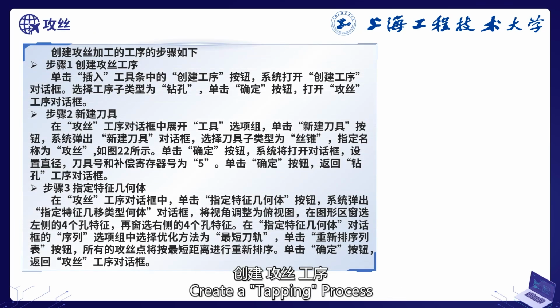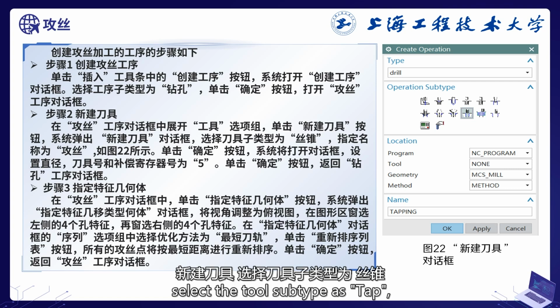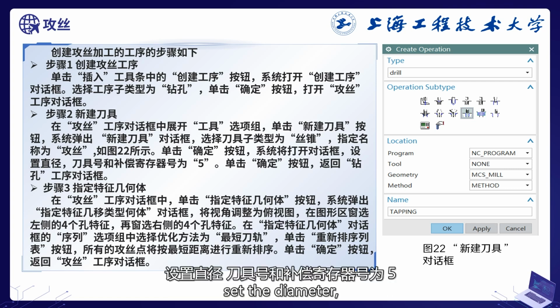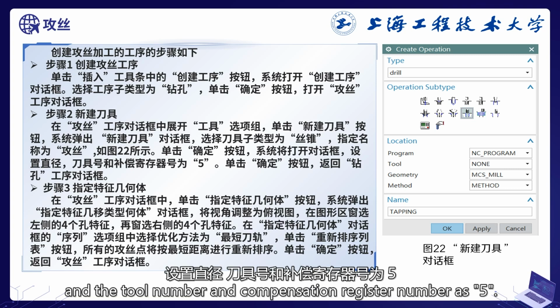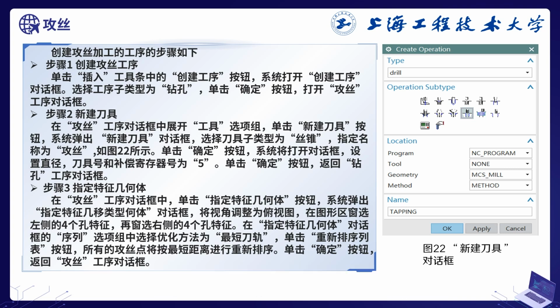Create a tapping process. Select the process subtype as drilling. Create a new tool. Select the tool subtype as tap. Specify the name as tapping. Set the diameter, and the tool number and compensation register number as 5. Specify the feature geometry. Select the hole features and optimize the sorting.